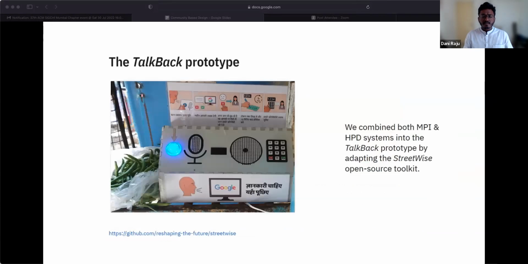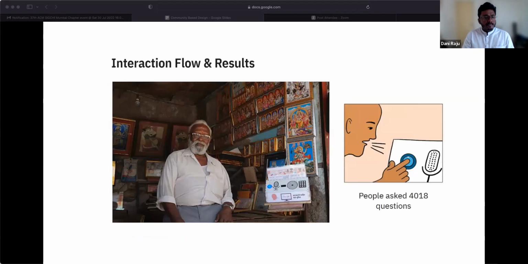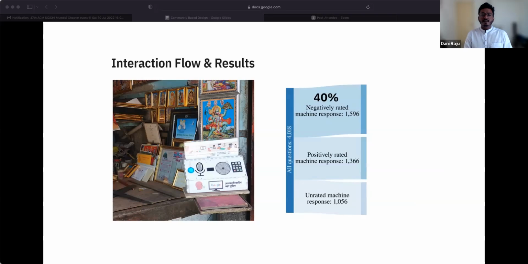So then in the work that I was part of, we combined both this machine powered and human powered system into a talk back prototype, and the goal was to combine the advantages of each system. We used the toolkit that was launched as part of the 2019 study. In this study, we deployed around 10 devices across 10 shops in Dharavi, and we studied for around 25 days. It was a continuation of the previous study, so we were able to leverage the experience of the shopkeepers who were part of the study for the last 1 year. Across 10 devices, over 25 days, people asked around 4,000 questions.